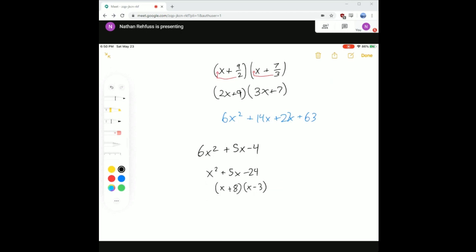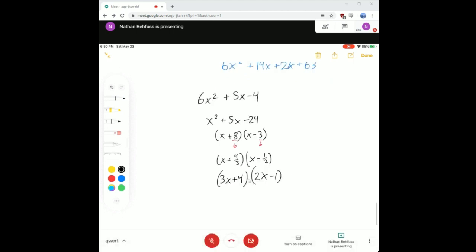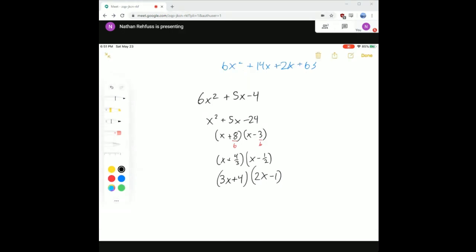When we divide by 6, we get x plus 4/3 and x minus 1/2. I'm going to punch that back up and make 3x plus 4 and 2x minus 1. FOIL those on your own. It really does work, though. We get an 8x here and a negative 3x here. It fixes it right up. So that's slide and divide. It's real handy.